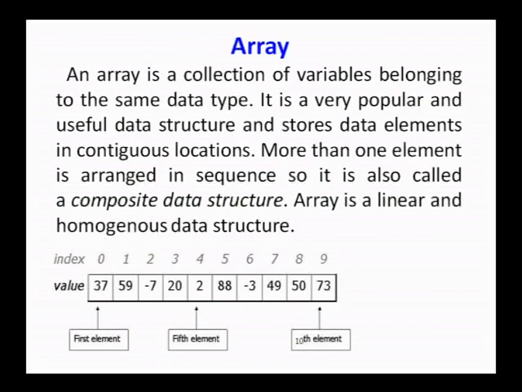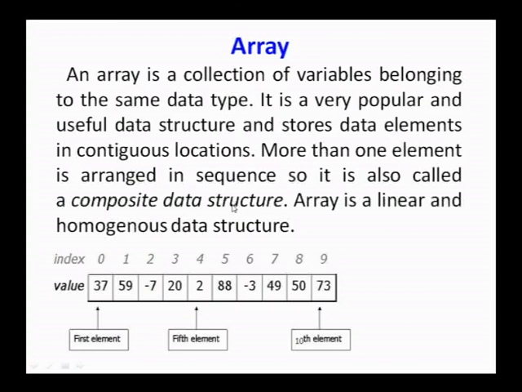It is a very commonly used, popular data structure which stores data elements in contiguous locations. What we mean by contiguous locations is one after the other in the memory locations, the data is stored sequentially. And more than one element is arranged in sequence, so it is also called a composite data structure. When we talk about an integer, we know that an integer data type always represents a single value, and an array on the other hand will represent a set of values.